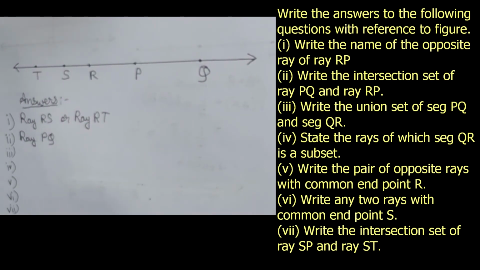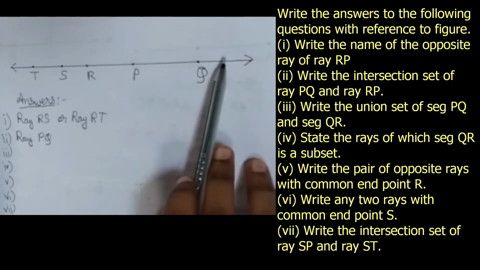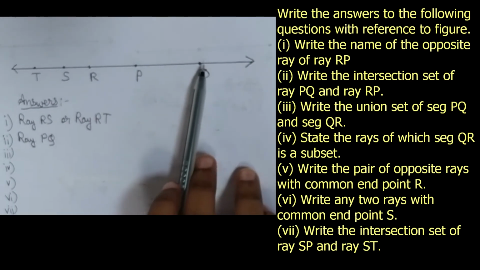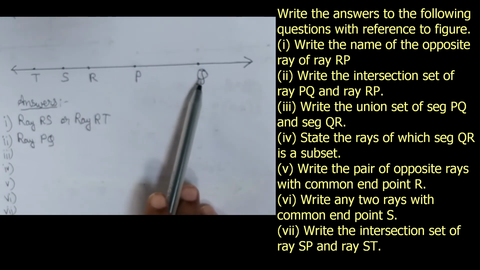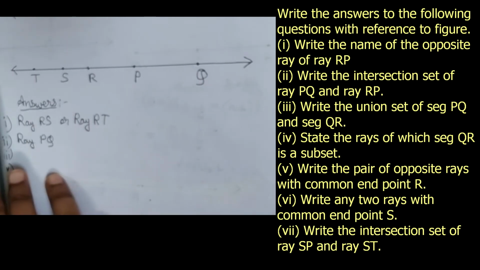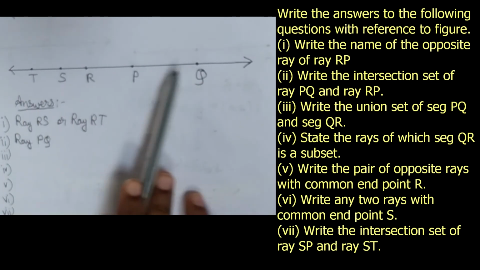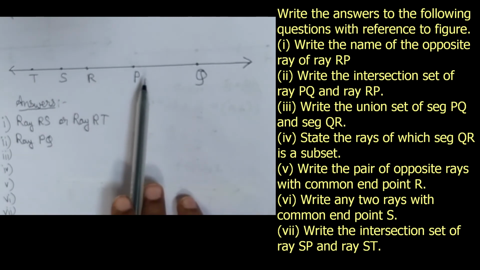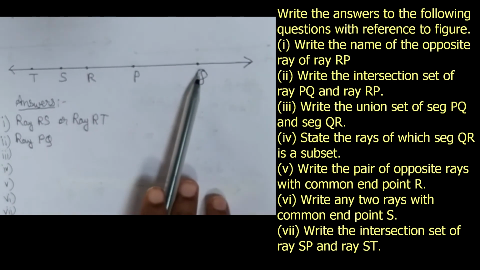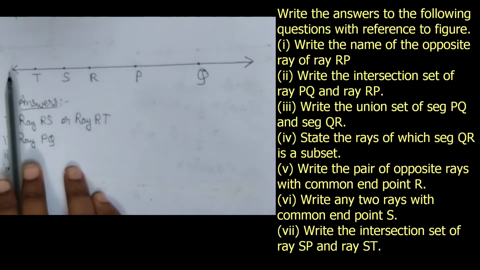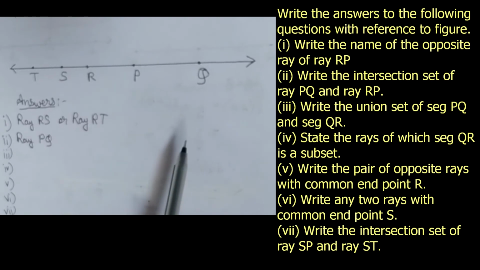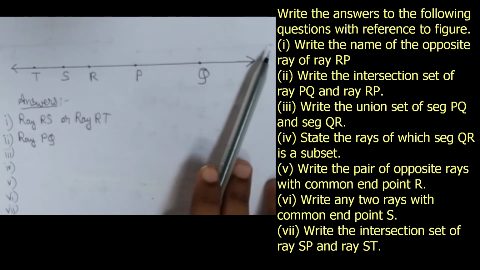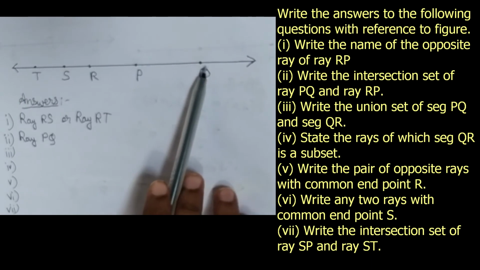Write the union set of ray PQ and ray QR. Now ray PQ is this ray, and ray QR starts at point Q and goes in this direction. So ray PQ is going here, ray QR is coming here. What is union? Union means all points which are there in those rays. PQ is this ray, QR is this ray.